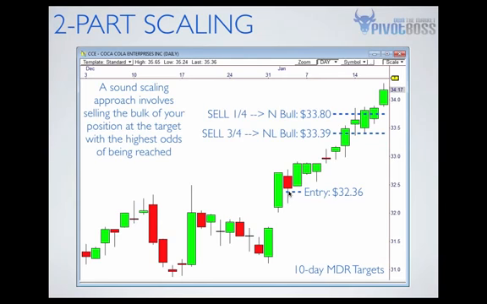And what I'll do is if I'm in this trade at 32.36, I'll take 3/4 of my trade off at the normal light target because I know this target has between a 70 and 75% chance of being reached. So I want the biggest part of my position off at that zone. And then I know that the normal bull target here has around a 45% chance of being reached, up toward 50. So I'll let a quarter of that trade stay on for that target.